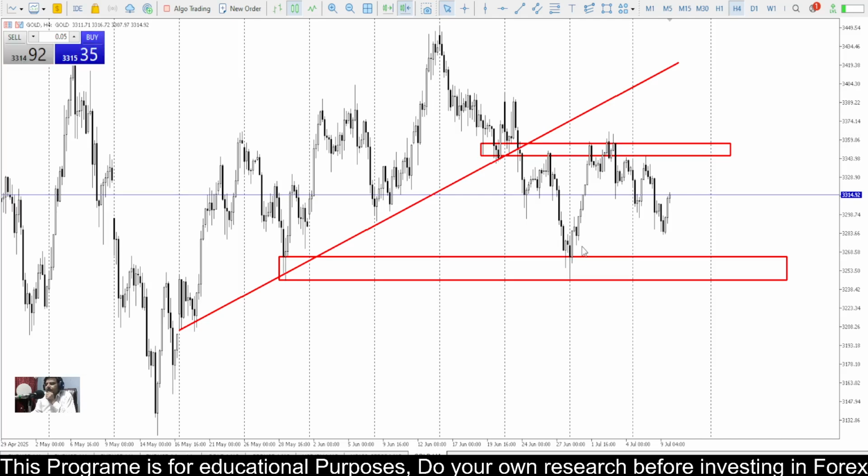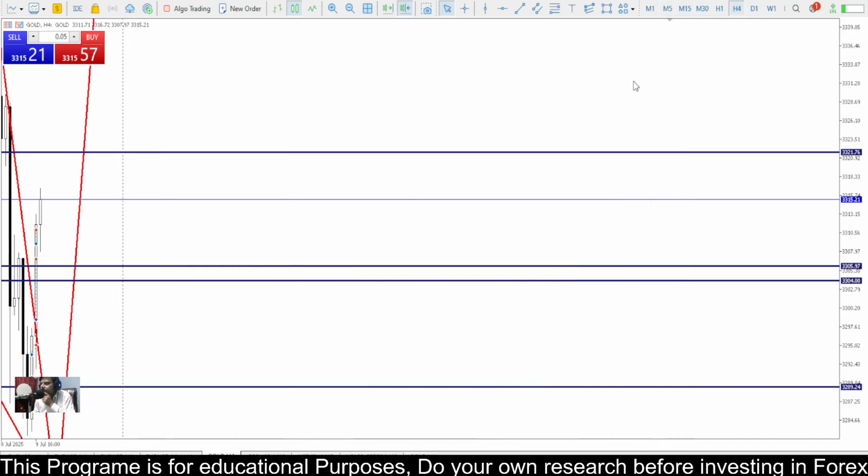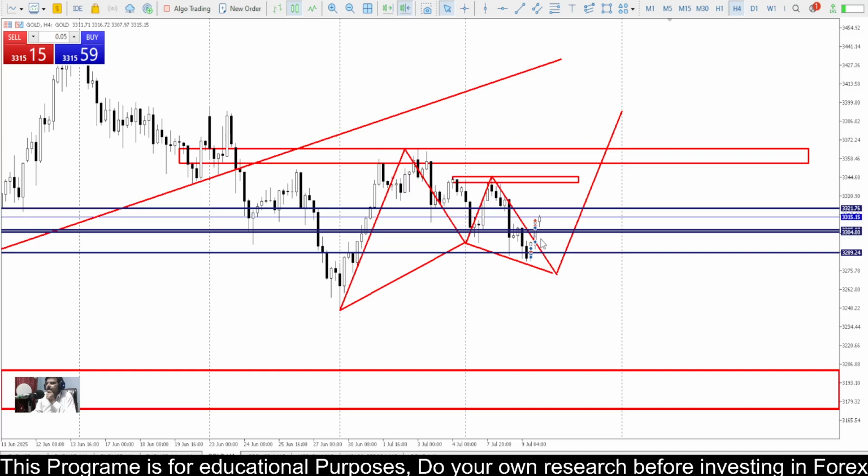And there is one more thing. That other thing it did is, let me first show you this pattern. Where is that? Let me see. Gold pattern on the H4. There is then this pattern as well. See, and the thing is, this pattern has not yet exactly completed.